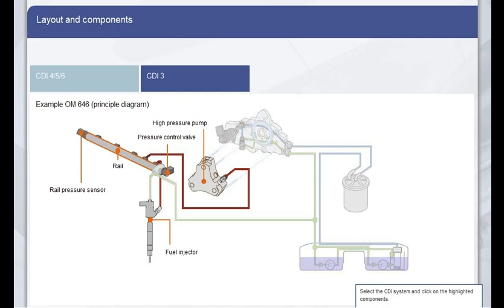The rail stores the required amount of the fuel with the necessary pressure for injection. The pressure relief valve controls the fuel pressure in the rail. It is operated by the CDI control unit using a PWM signal. The high-pressure pump delivers the fuel from the low-pressure circuit and compresses it to the required injection pressure. The fuel injectors inject the pressurized fuel into the cylinders.